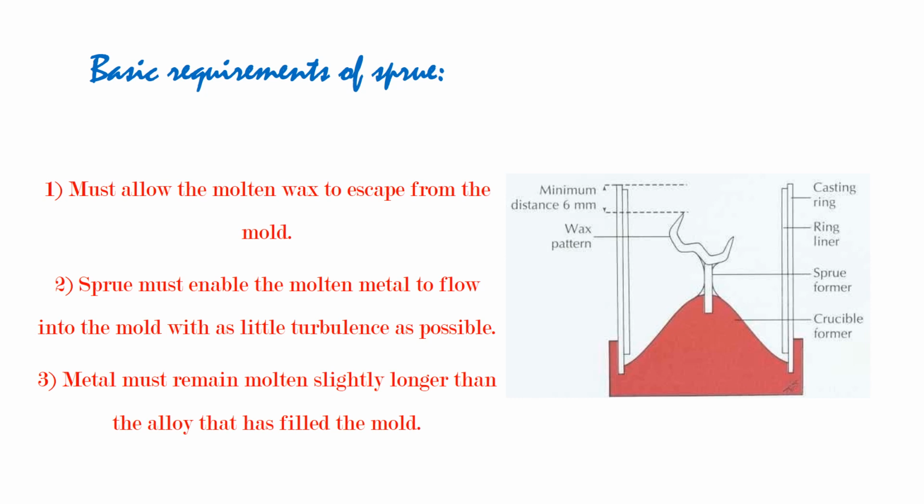Now there are several requirements of a sprue. First thing is the sprue must allow the molten wax to escape from the mold. Second, the sprue must enable the molten metal to flow into the mold with as little turbulence as possible. And the third thing is the metal in the sprue should remain molten slightly longer than the alloy that has filled the mold. This sprue will act as a channel. So all these are the basic requirements of a sprue.